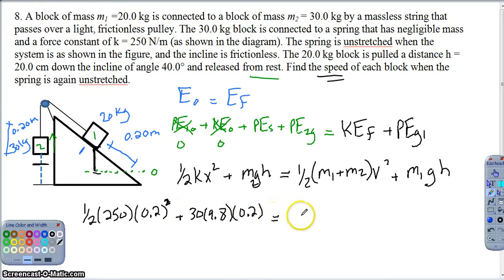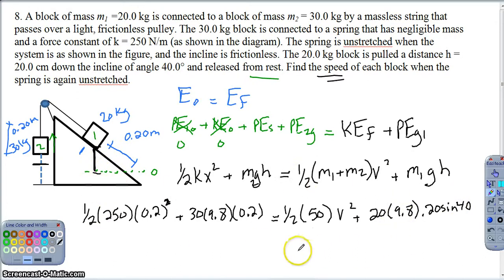Okay. So then on the right-hand side, I've got 1/2. The total mass of the system would be 50 kilograms, times the velocity, which I don't know. And then the mass of object 1, which is 20, times gravity, times the height, which again is not the 0.20, but it is 0.20 times the sine of my angle, which they give me is 40. Right? That would be my change in height as it goes up the ramp. So in any case, at this point you've got all of the measurements except your final velocity, which you don't know. So my final velocity would be 1.24. Right, so 1.24 meters per second is what I end up getting when I calculate all this.